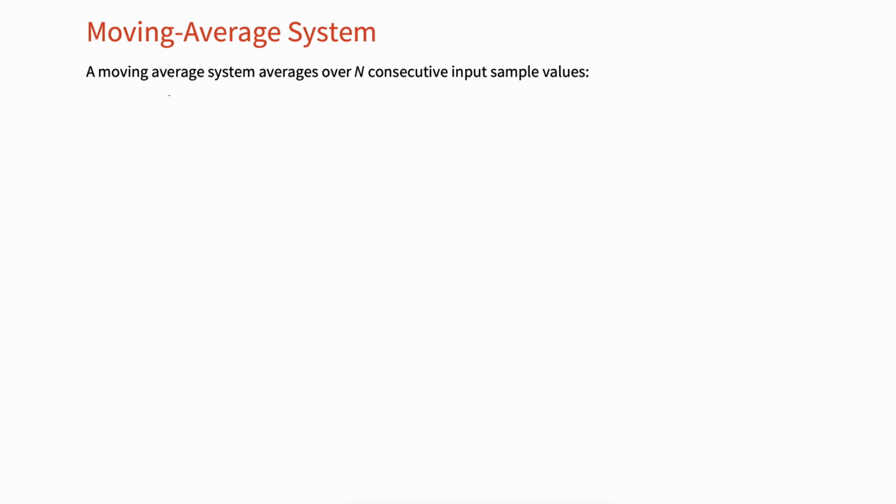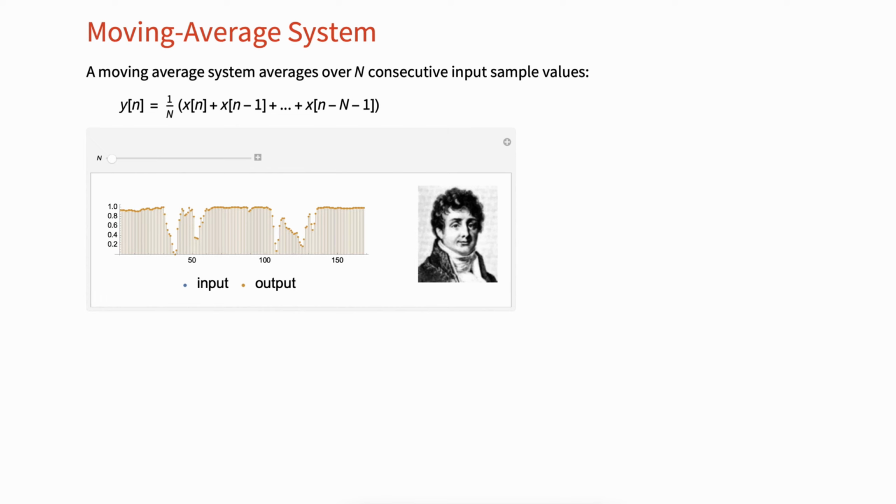A moving average system is another example of a system, this time in discrete time. It averages over n consecutive input sample values as shown here. The output at any given time is the average of n values x of n together with some delayed versions of x of n. Let's look at this example.